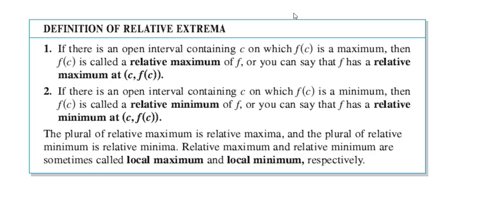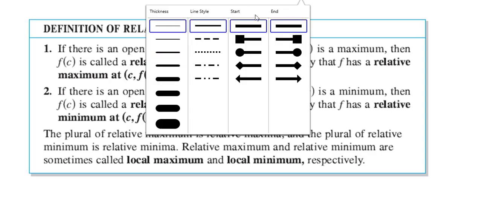So we got relative extrema, which would be local max or mins, right? So if there's an open interval containing c, open interval means we're not including the endpoints, right? On which f of c is a maximum, then f of c is called a relative maximum. So that means that relative maximums or local maximums have to occur on an open interval, right?